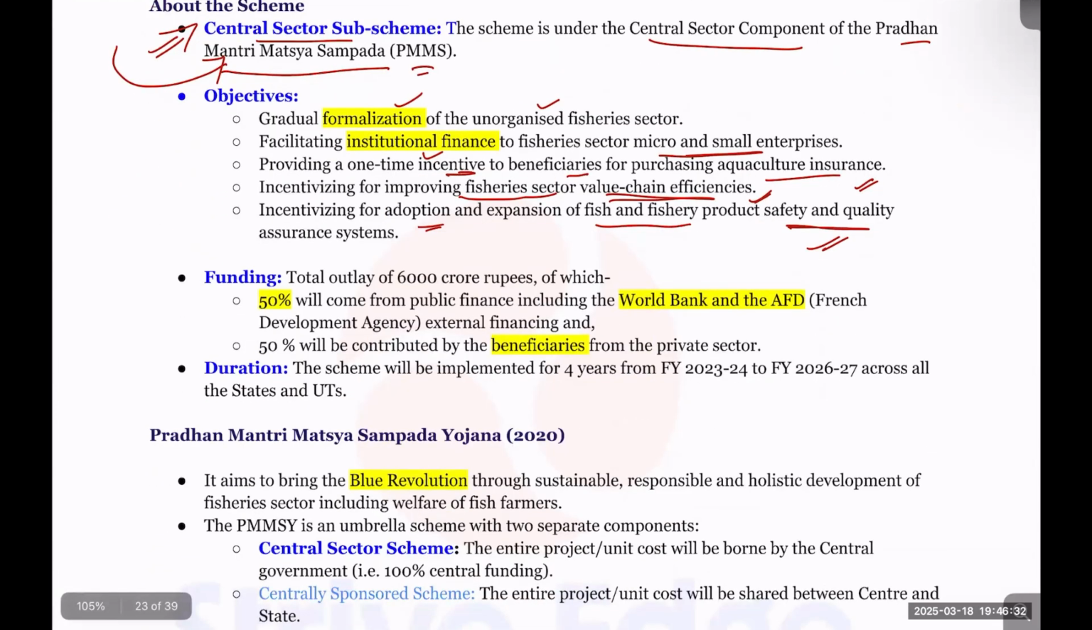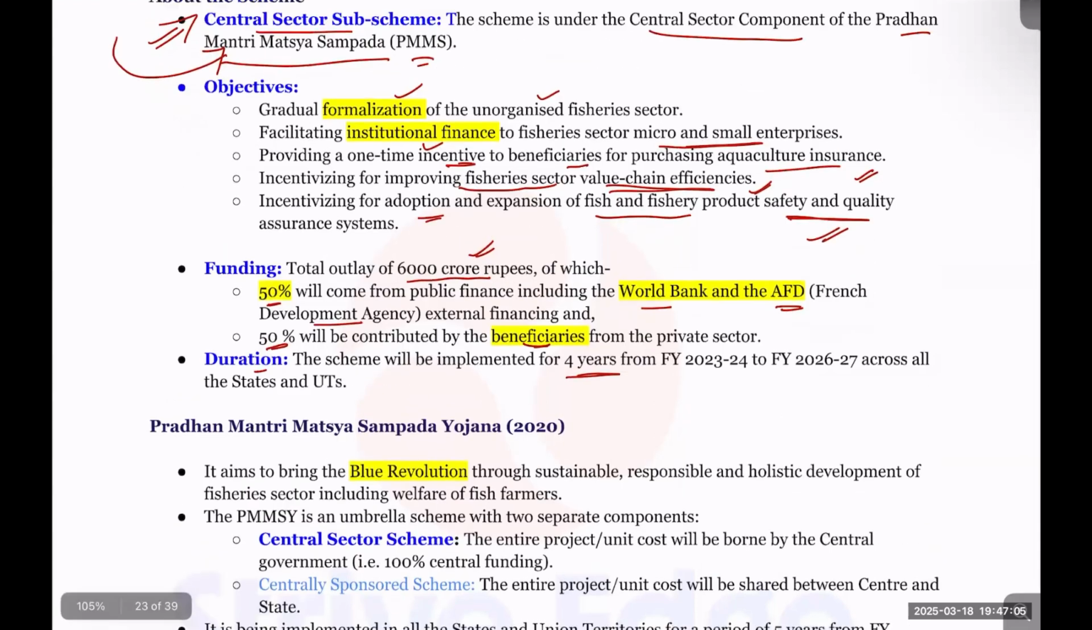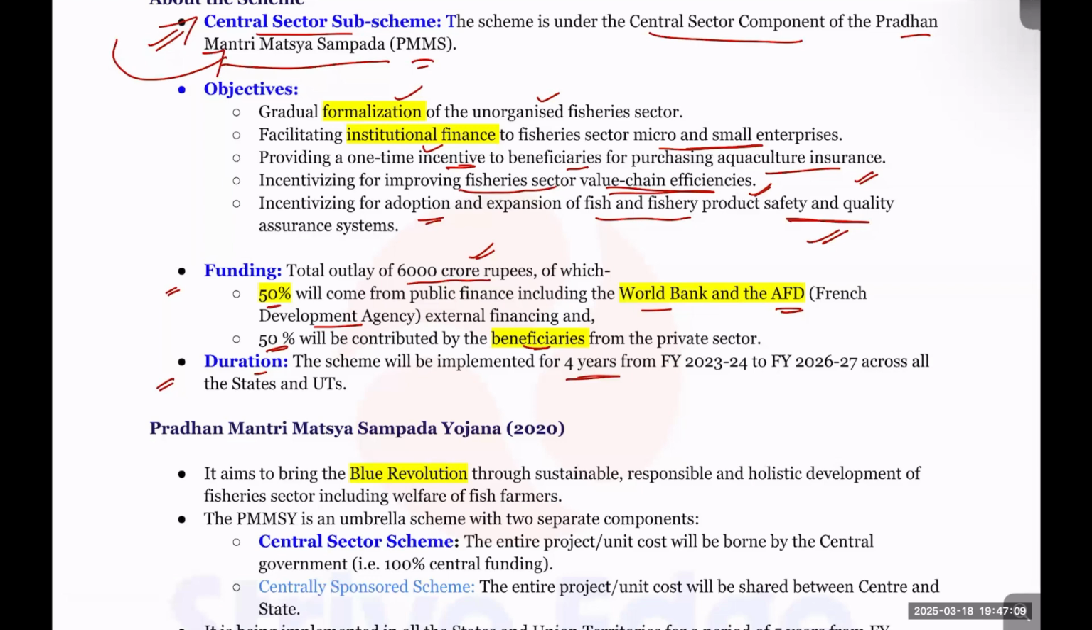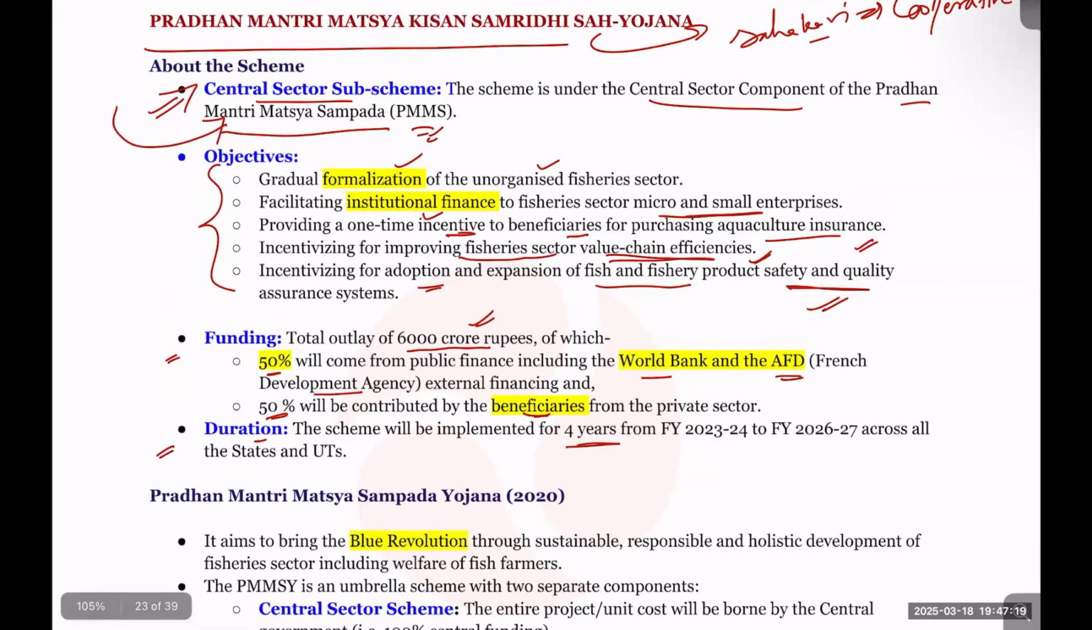Now, what is the funding pattern for this? Total outlay will be 6,000 crore rupees, and it is a very big allocation that has been given to this scheme. So this becomes very important, and 50% will be coming from the World Bank and AFD, the French Development Agency. So 50% will be contributed by external help. And the rest of the 50% will be given by the beneficiaries. So this is the whole component of this scheme, right? What is the duration of this scheme? It will be for 4 years. So you should remember the funding pattern, the duration of this scheme, and the objectives that this scheme wants to achieve, right? And it is also important to know under which component of which scheme this component has been launched.